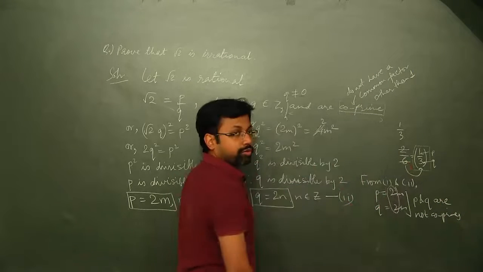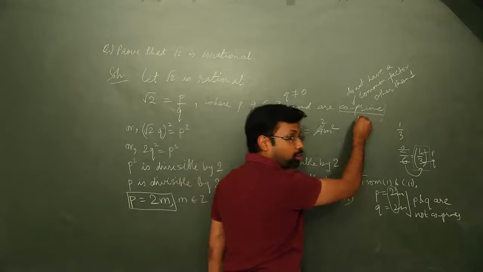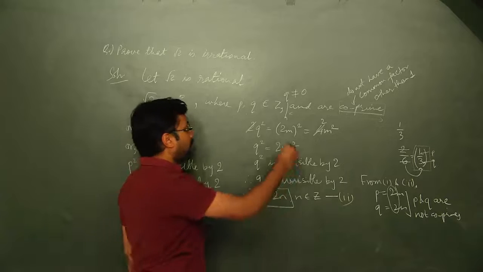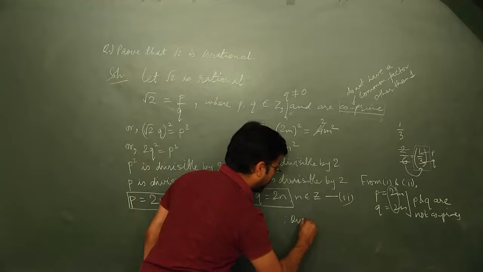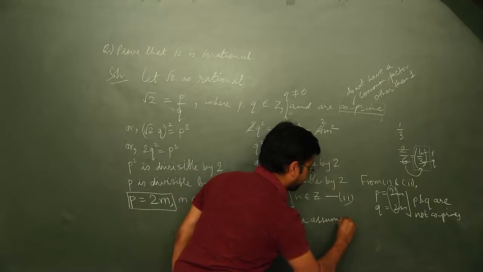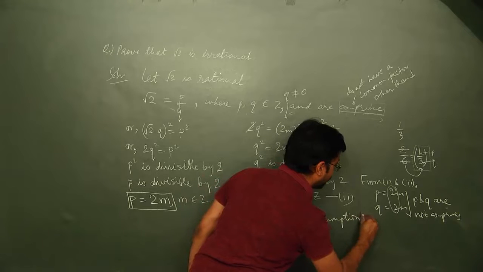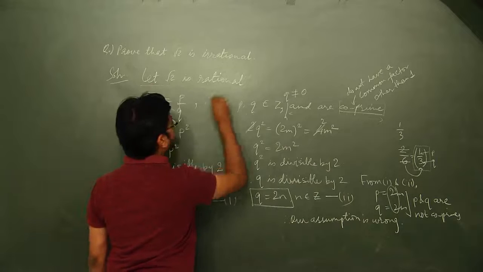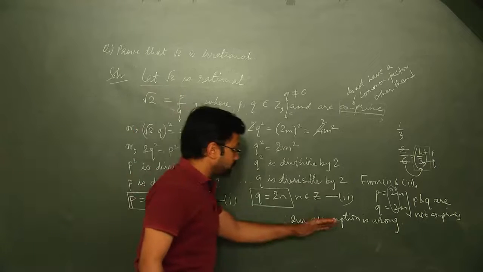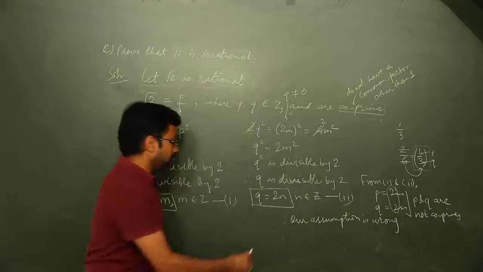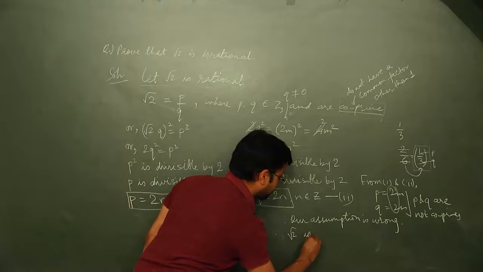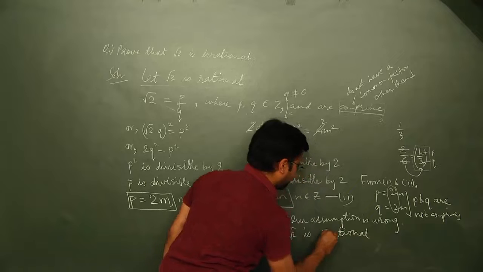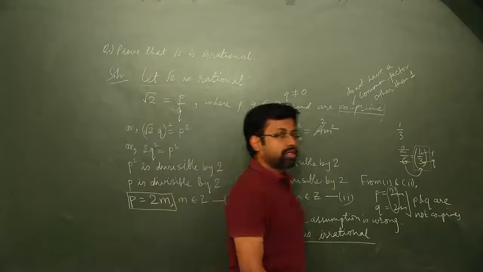But what did we assume? We assumed that p and q are coprimes. What we ended up getting? That p and q cannot be coprimes. So our assumption is wrong. And what was our assumption? That root 2 is rational. So if our assumption that root 2 is rational is wrong, therefore root 2 is irrational. So this is how you prove that root 2 is irrational.